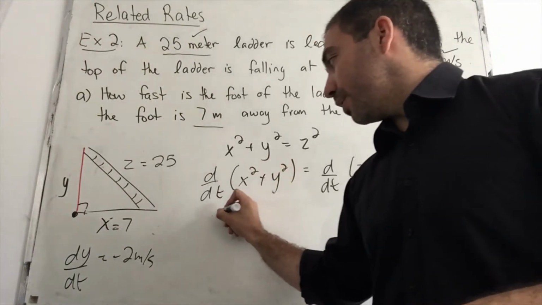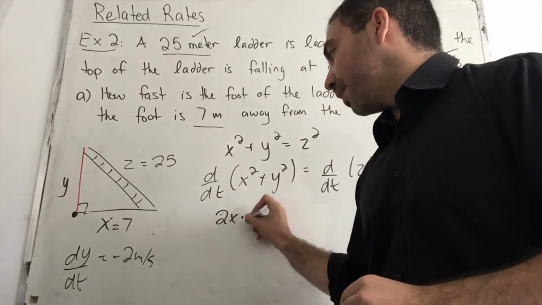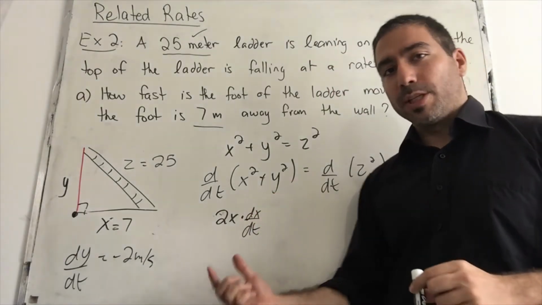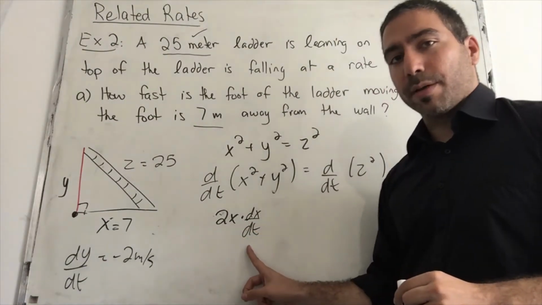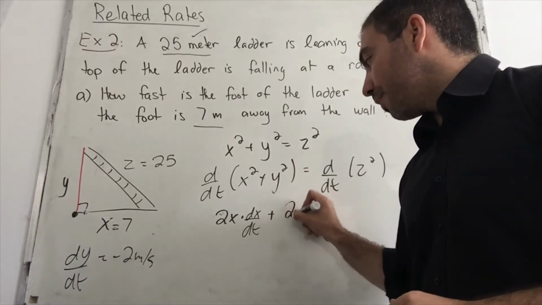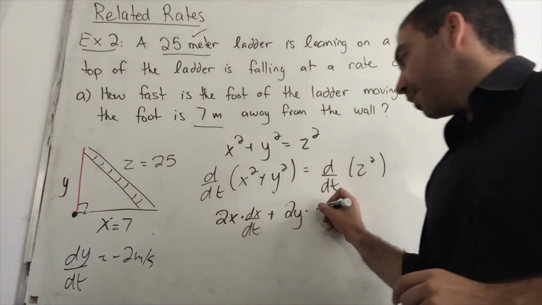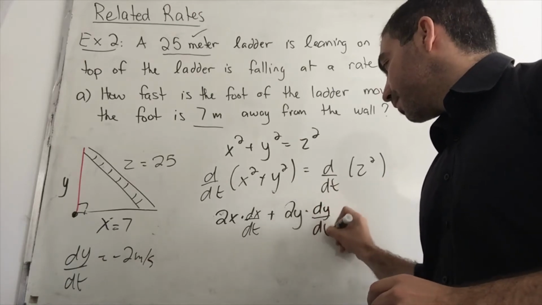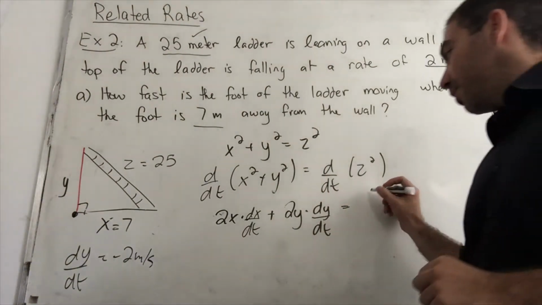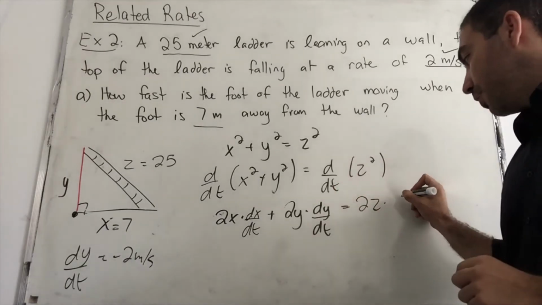So the derivative of x squared is 2x. But we're not deriving with respect to x, we're deriving with respect to t. So we have to multiply by the derivative of x with respect to t, or x prime. I'm not going to use the prime notation because I want to emphasize the fact that we're deriving with respect to time. So dx/dt, Leibniz notation. Plus, what's the derivative of y squared? Well, it's 2y. But now we have to apply chain rule because we're deriving with respect to t. T and y are different variables, so we get times dy/dt. And that's equal to, same idea over here, the derivative with respect to time of z squared. The derivative of z squared is 2z times, since the variables do not match, dz/dt.